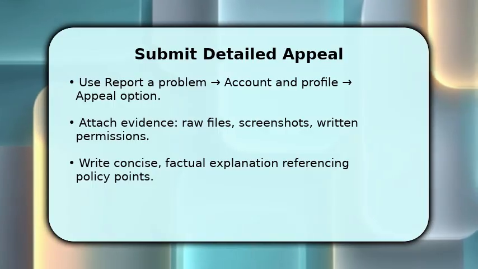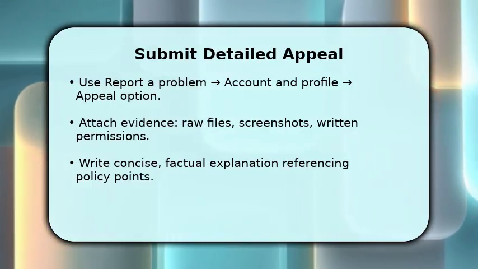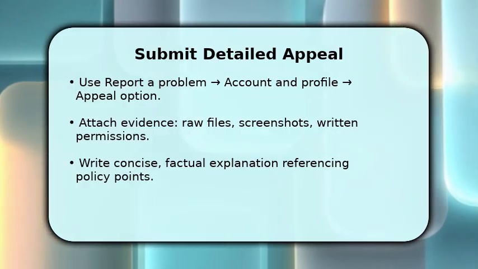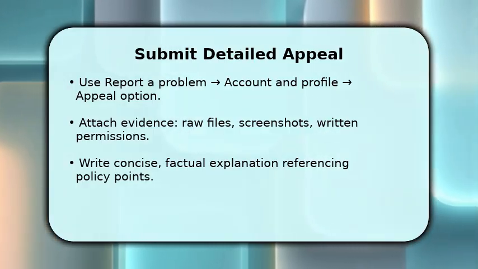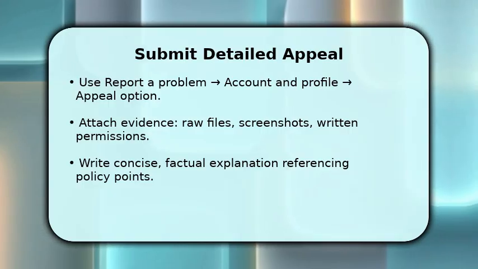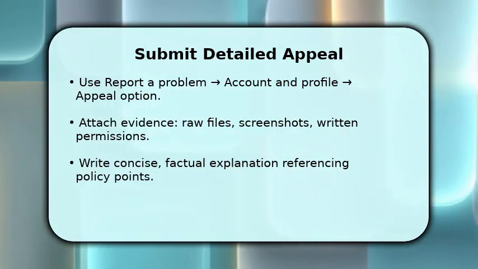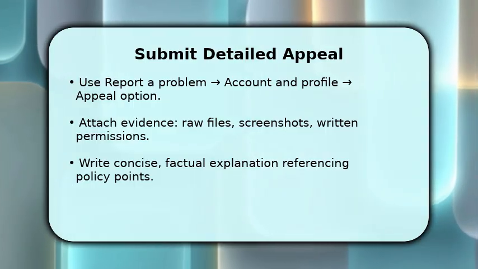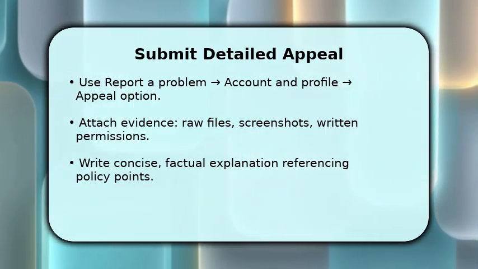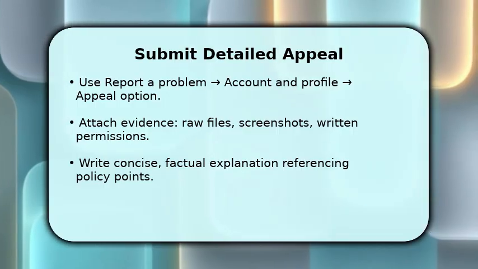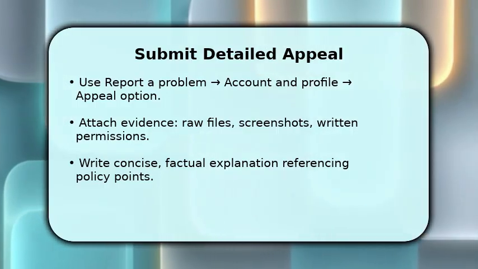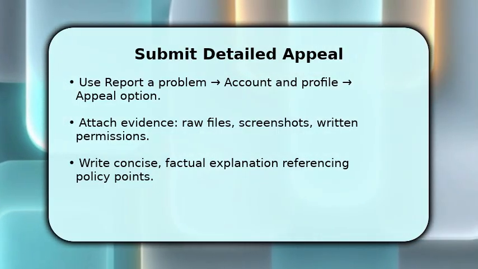You now craft the actual appeal, go to report a problem, choose account and profile, then the appeal option tied to the strike. Attach every piece of evidence you collected, raw source files, screenshots of permission, and any correspondence, and label files clearly. In the message, be concise. State what happened, reference which policy or exception applies, and list timestamps.